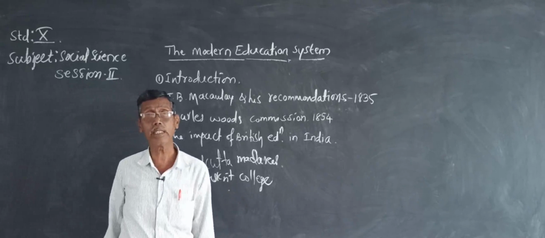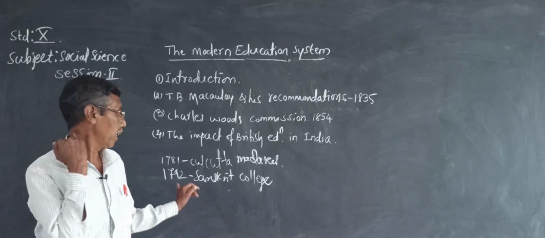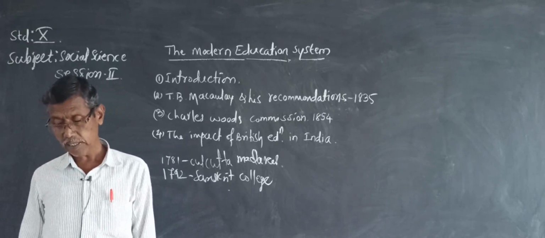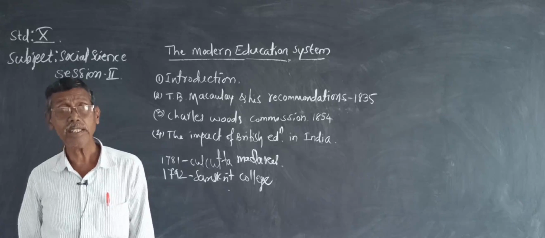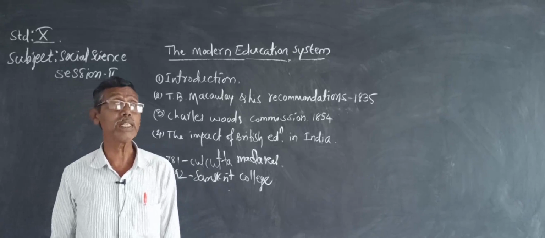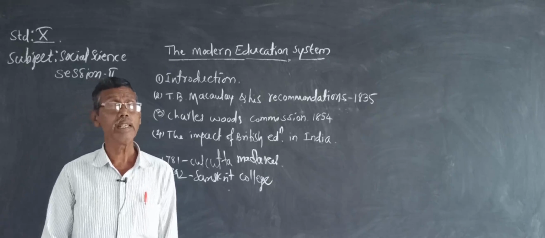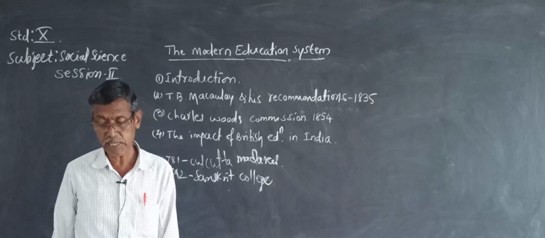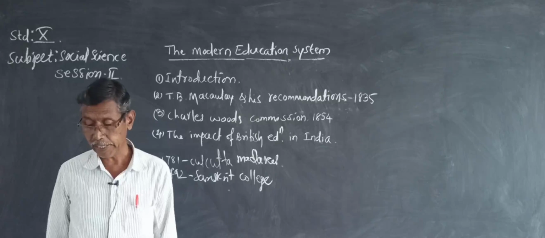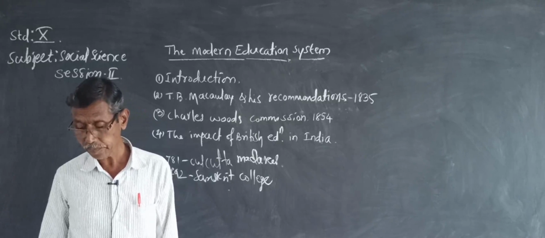Jonathan Duncan started the Sanskrit College in 1792, but it was opposed by Charles Grant because he gave importance to British education in India. He universalized only British education, and he opposed the establishment of the Sanskrit College in Benares in 1792. It was started by Jonathan Duncan.